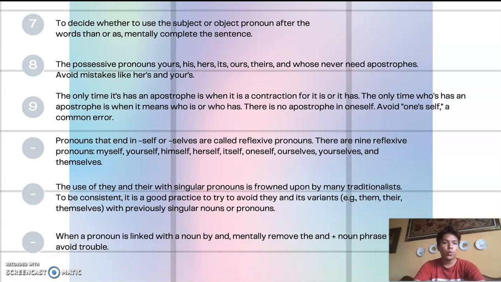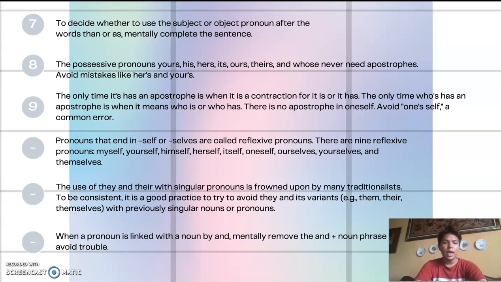The next is to decide whether to use the subject or object pronoun after the words than or as. Mentally complete the sentence. The possessive pronouns your, his, her, its, our, their, and whose never need apostrophes. Avoid mistakes like her's and your's. The only time it's has an apostrophe is when it is a contraction for it is or it has. The only time who's has an apostrophe is when it means who is or who has. There is no apostrophe in oneself. Avoid one's self, a common error.